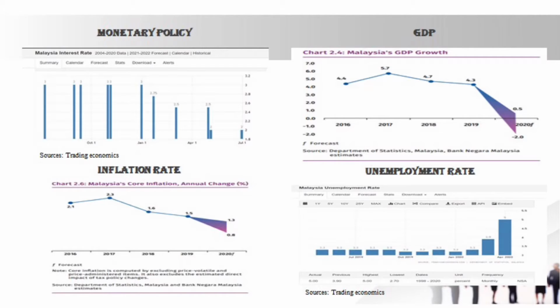The third graph shown was the inflation rate. It shows that without the direct downward impact from lower global oil prices, underlying inflation as measured by core inflation is projected to remain positive, ranging between 0.8 to 1.3% in chart 2.6. If the inflation rate decreases, it can increase the consumer's purchasing power. The last table shown was the unemployment rate. We can see that the unemployment rate has surged from 3.9% in March to 5% in April 2020. This is due to the closure of businesses during the Movement Control Order, which is MCO, of the COVID-19 pandemic.